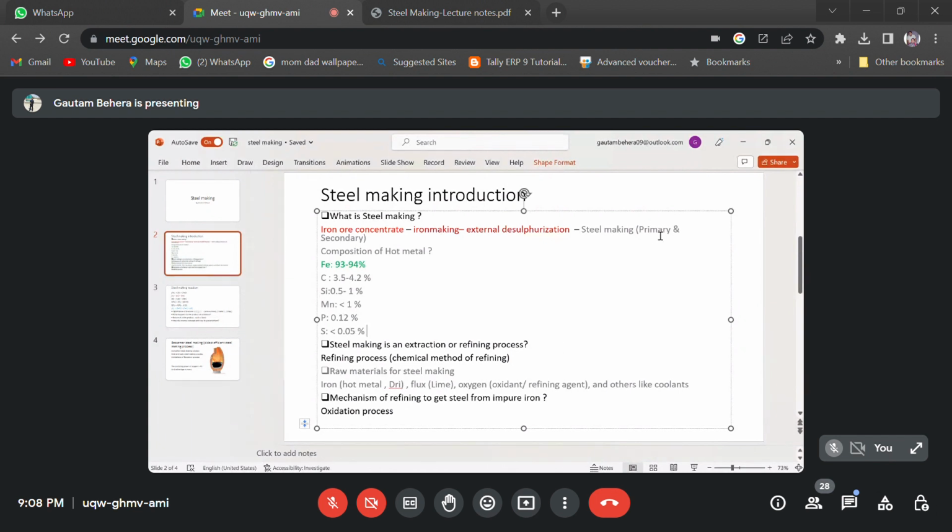Yes. And primary steel making, I told, means we are oxidizing these impurities, right? That's all we are doing. And in secondary steel making, what are we doing? We are removing mainly dissolved gases, like dissolved oxygen, dissolved nitrogen, dissolved hydrogen, which are detrimental for the properties of the steel. That's why that is called the secondary steel making process. Those include deoxidation practice, vacuum degassing, and those things.